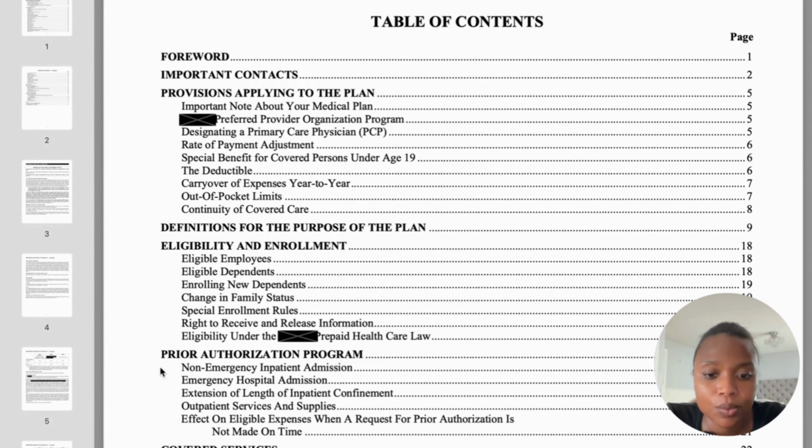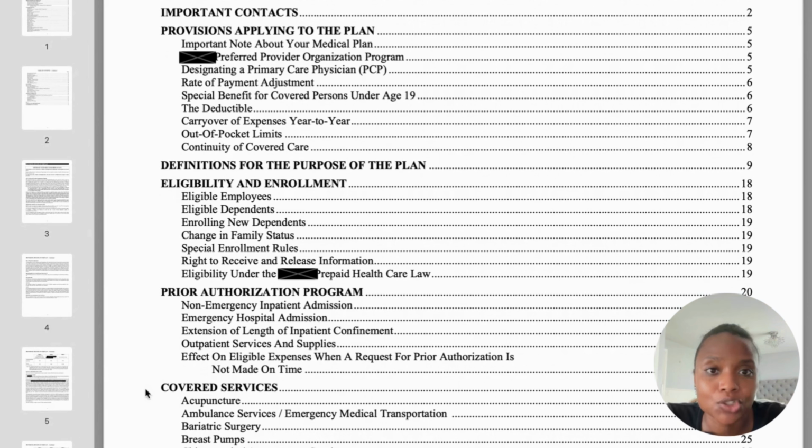And here we have a covered services section, which is going to be a combination of medical benefits and covered services that we saw in the last SPD. So let's jump into it.